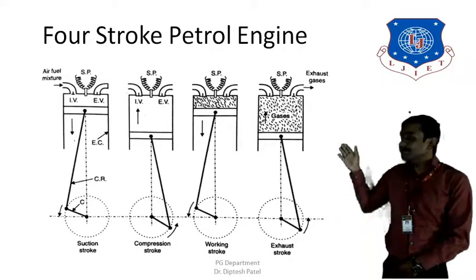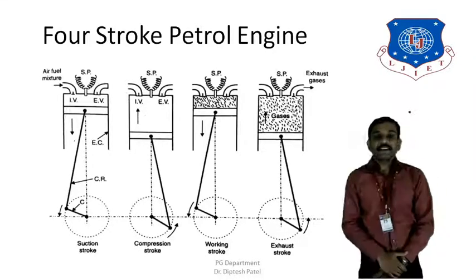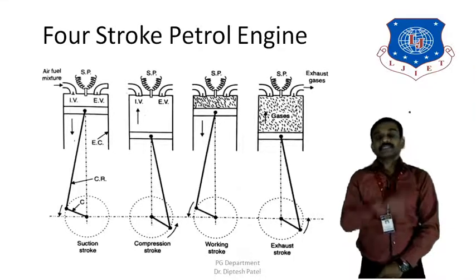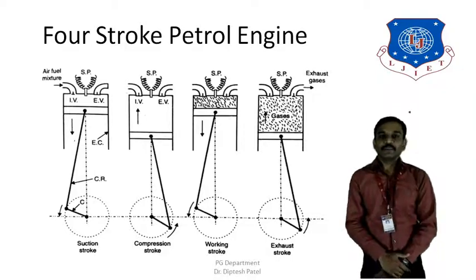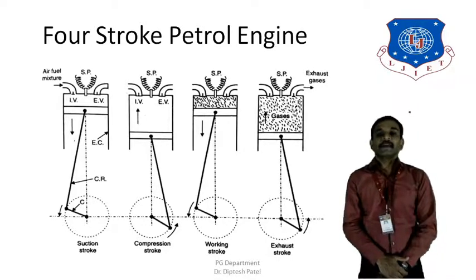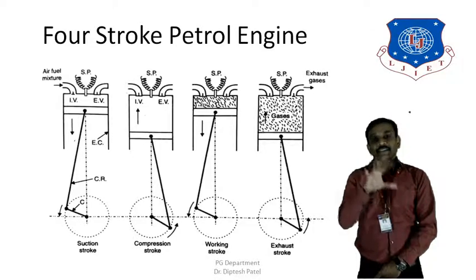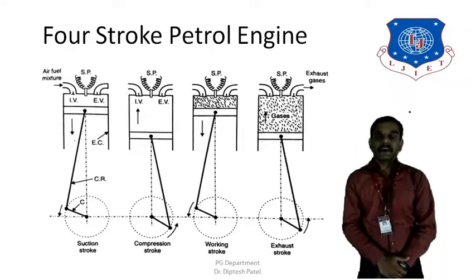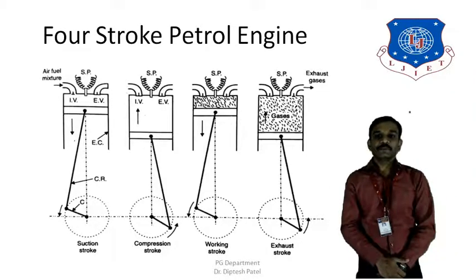Now you can see the diagram representing the 4-stroke petrol engine. Why is it called 4-stroke? Since one cycle of the engine is completed in 4 strokes, it is known as the 4-stroke petrol engine. The 4 different strokes are the suction stroke, compression stroke, expansion stroke and exhaust stroke. Now let's go through the 4-stroke cycle of the petrol engine.